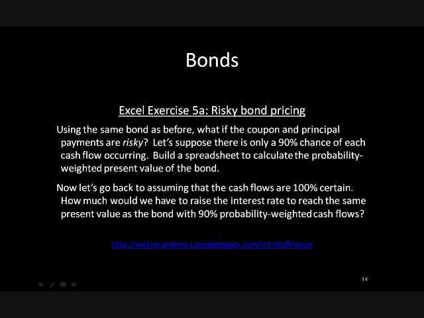So let's look at the second part here. We're going to go back to assuming that the cash flows are 100% certain, and we're going to try to figure out how much we have to raise the interest rate to reach the same present value as the bond with 90% probability weighted cash flows. I actually should have had you do this before, but why don't you go ahead and try to do this second part on your own. You can pause the video now, and then once you've given it a try, you can hit play and see how I do it.